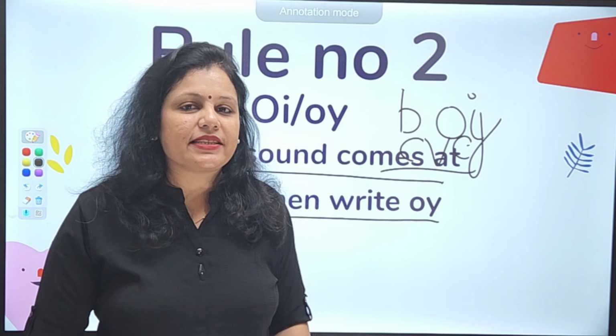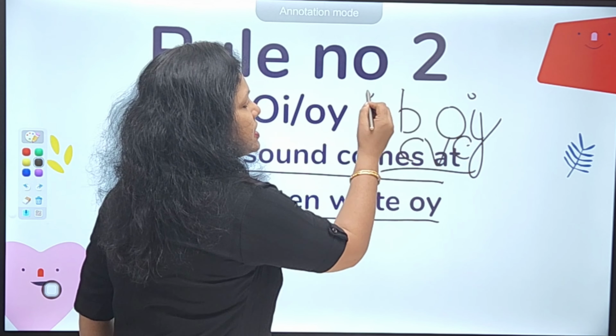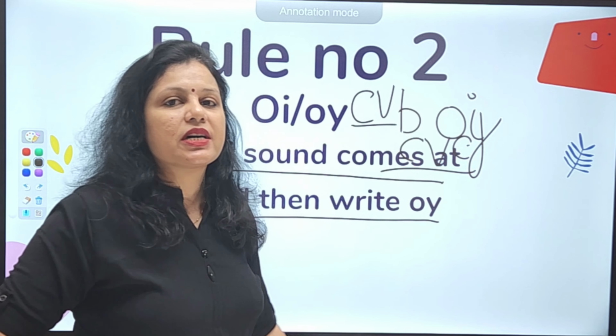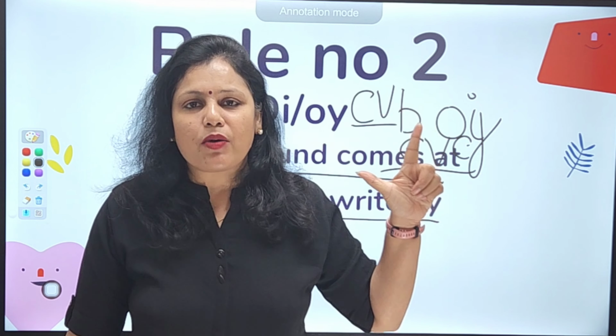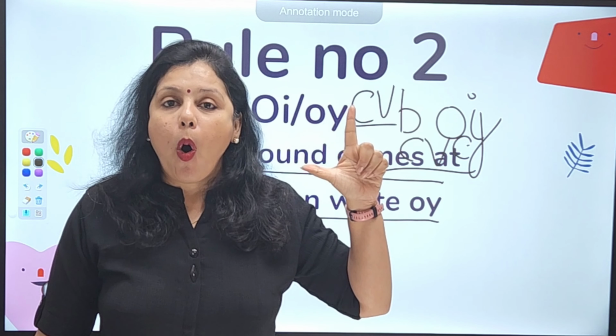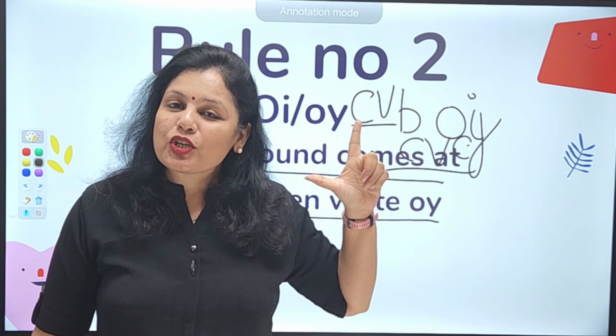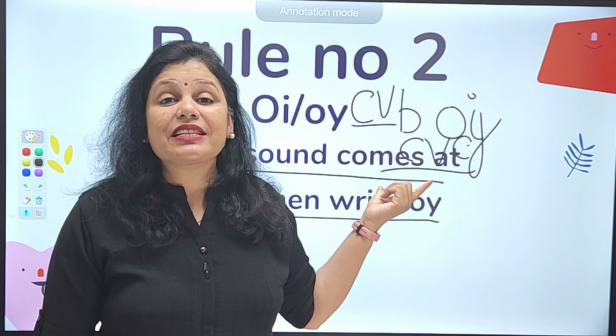It has got 3 letters, but it is not a CVC word. It is a CV word. There is 1 consonant and 1 vowel. That is a diphthong sound. That means oy. Only 2 sounds are there. So this will not come under the category of the CVC word.